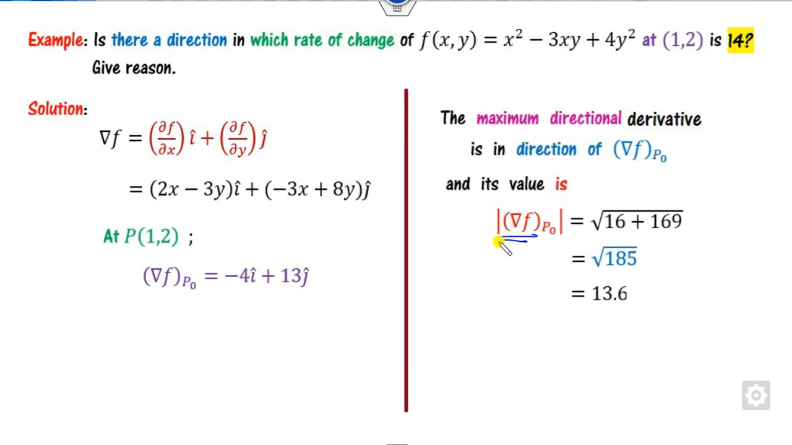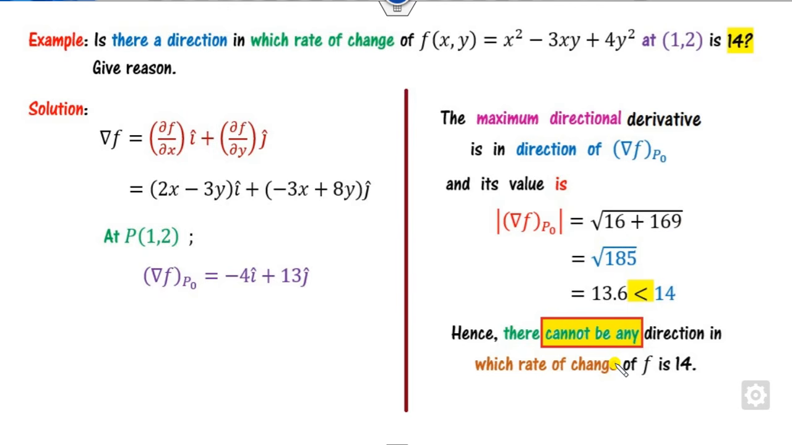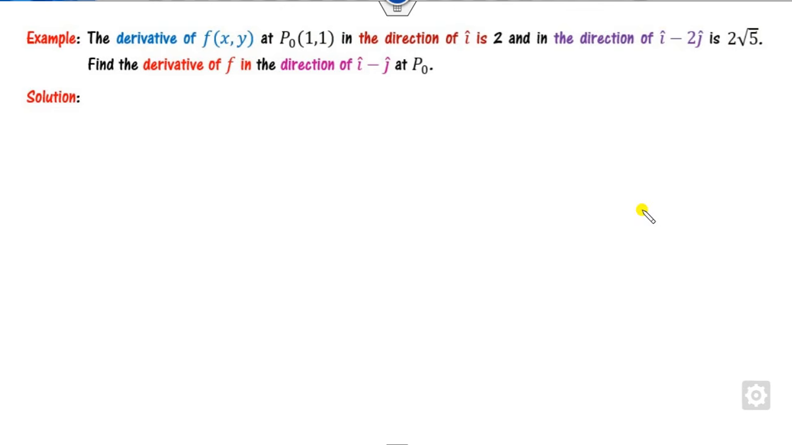What is the meaning of that? We find the gradient of this first. This is the maximum value of the directional derivative, but it clearly says that this number is less than 14. What is the meaning of that? It means there can't be any direction whose rate of change is 14, because this number is the maximum value and 14 is more than this, so there can't be any direction.